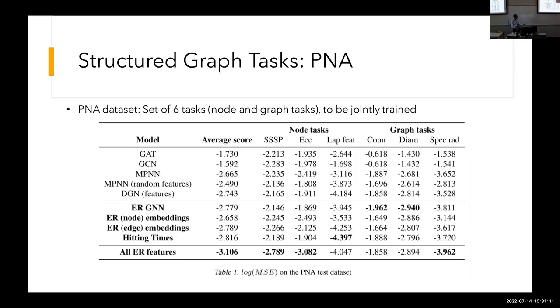So what we saw is that just using effective resistance itself, you get results that are beating some of the existing methods like directional graph networks.